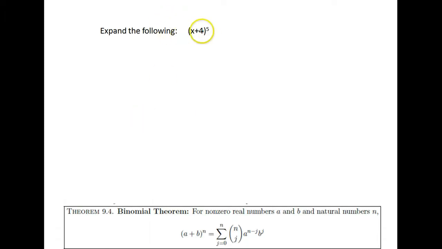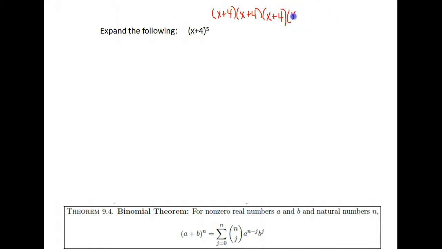Right, we're asked to expand (x + 4)^5. Now, could you multiply this out? Yes, you could. Please know that that's not x^5 + 4^5, okay? That's a common mistake people make, because actually what this means is taking x + 4 times itself 5 times.